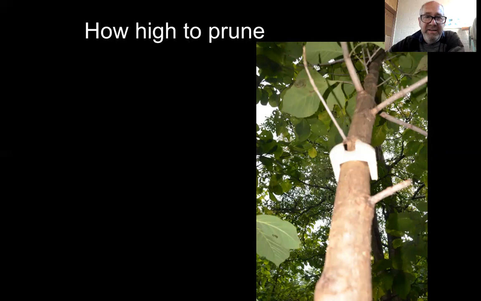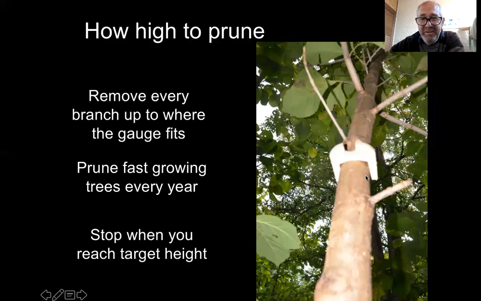The farmers ask me, even when I show them the gauge, how high do I prune? I said, well, just put the gauge on, you prune up to that particular point. You remove every branch to where the gauge fits. You prune fast growing trees every year because they grow so quickly in height, and then you go back and you prune a bit higher. Next year, you'll prune up to that point, and you stop when you reach the target height.